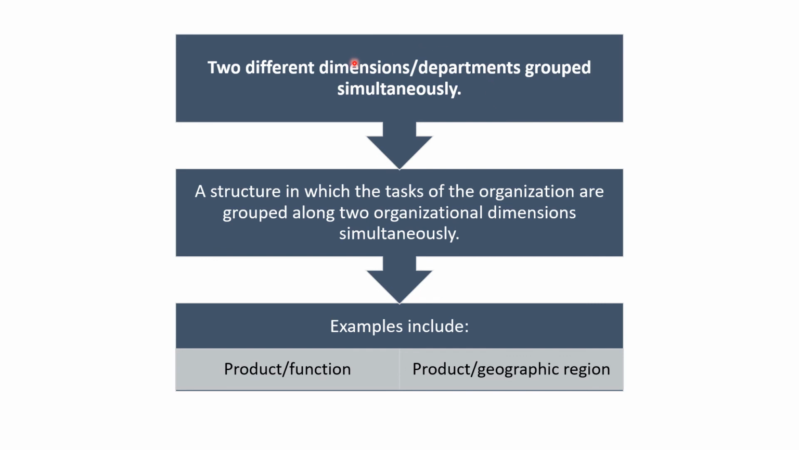Matrix structure is kind of different from the others, because two different dimensions of departments are grouped simultaneously. So instead of just choosing one type of departmentalization, you apply two types at the same time. It is a structure in which the tasks of the organization are grouped along two organizational dimensions simultaneously. For example, you combine product and function, and also product and geographic.